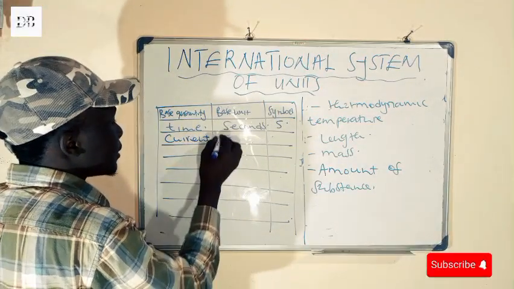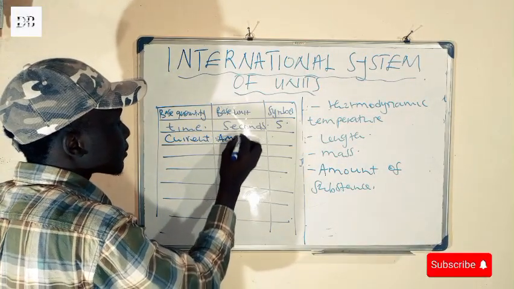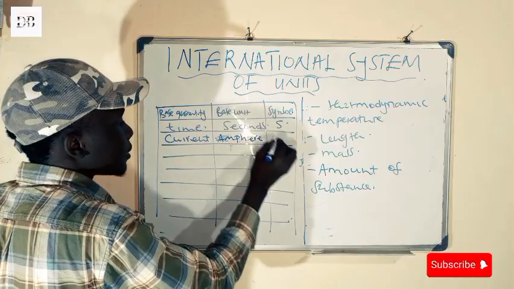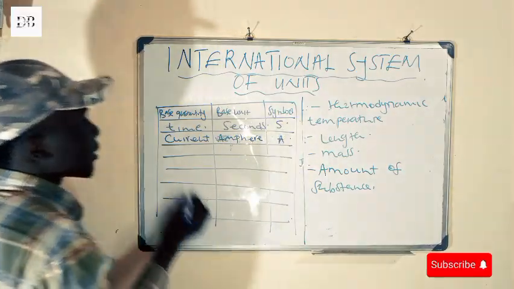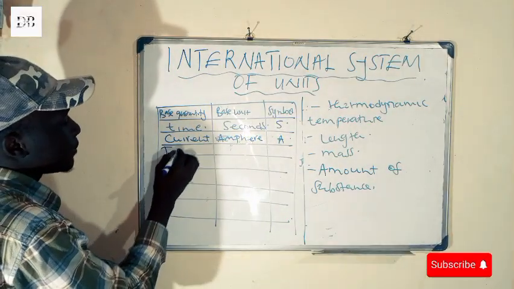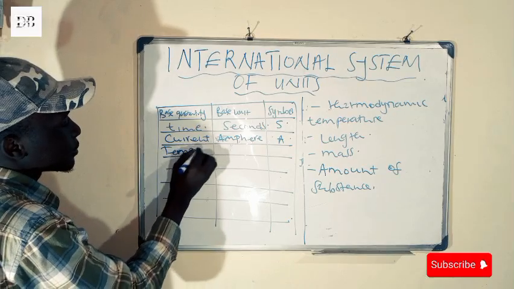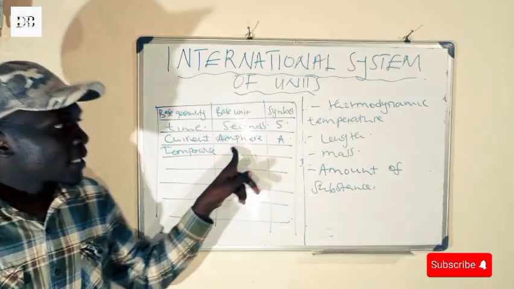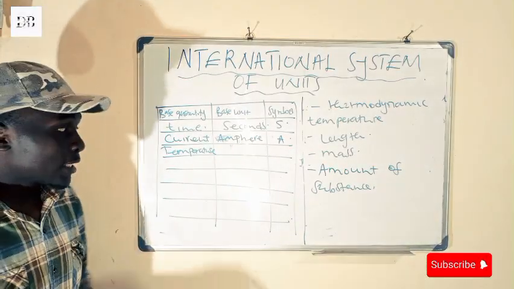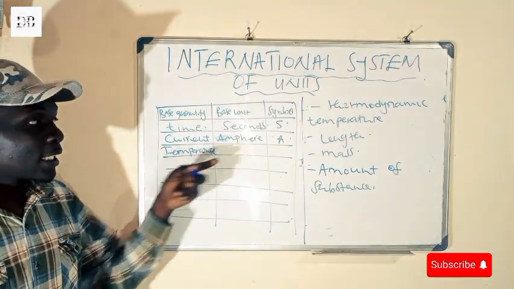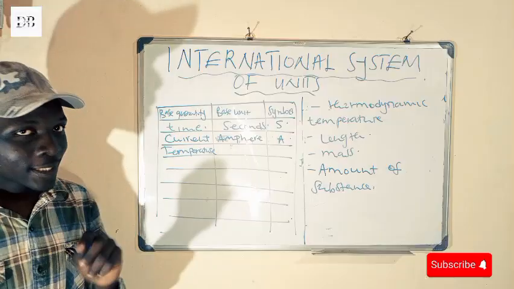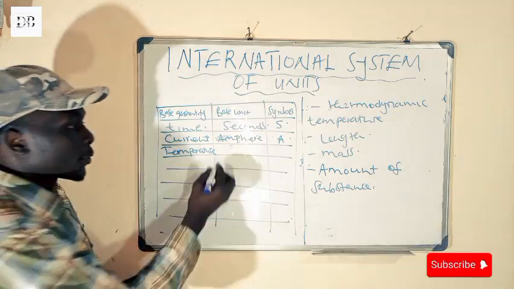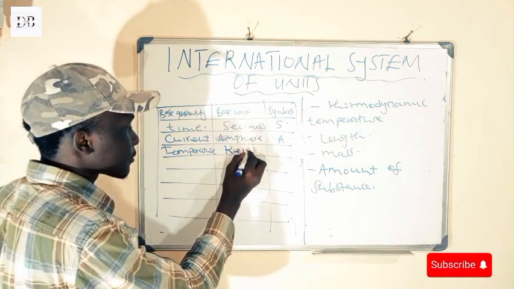Then we have electric current, which is measured in amps, presented as A. We have thermodynamic temperature. This is measured in kelvins. So the SI units for temperature are kelvins and not degrees Celsius. So we have kelvins.